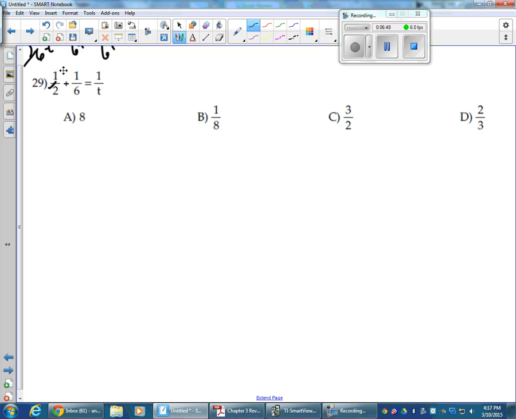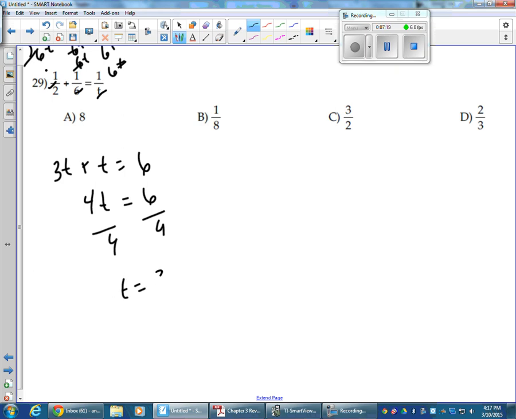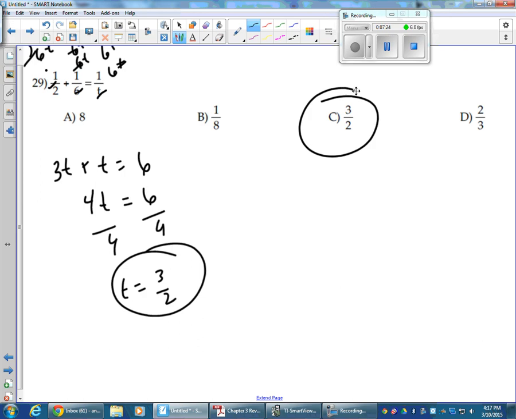So anyways, it's times 6t, so the 2 goes into 6 3 times. So 3t times 1 is 3t. And then here the 6's would cancel, and I know you can't see that, but that was 6t. I'm going to write it again so you can see it. So the 6's cancel out, so it's just 1 times t equals, here the t's cancel out, and I just get 6. So 3t plus t would be 4t equals 6, divided by 4. T equals 3 halves, 6/4. 3 halves, 1.5. My answer would be C.